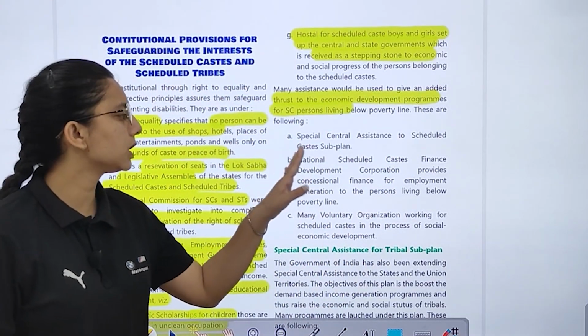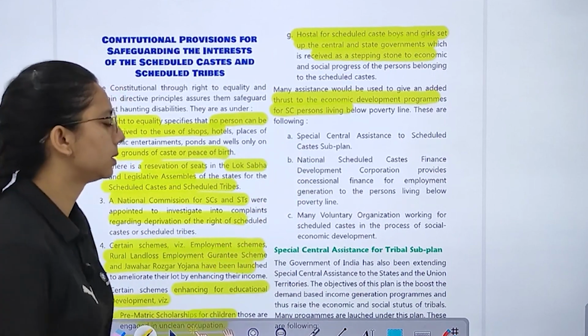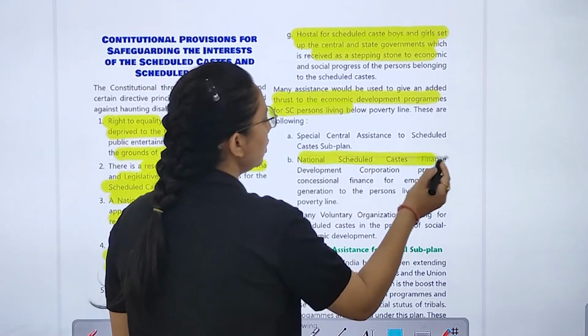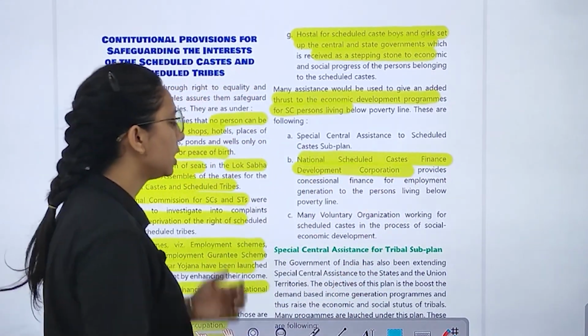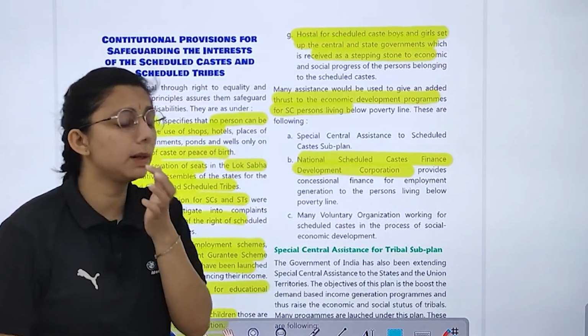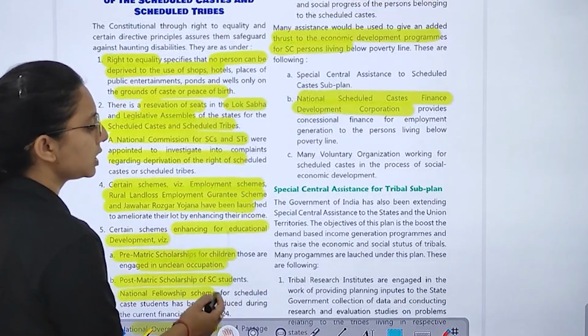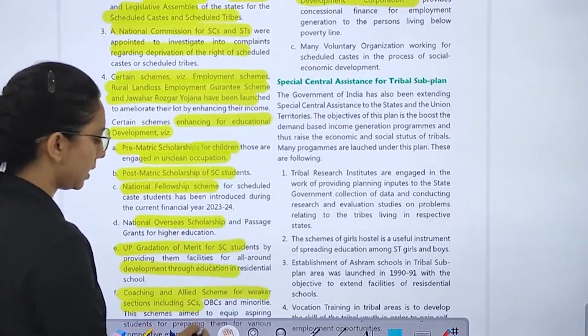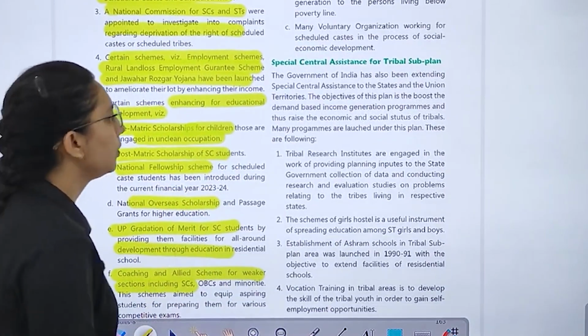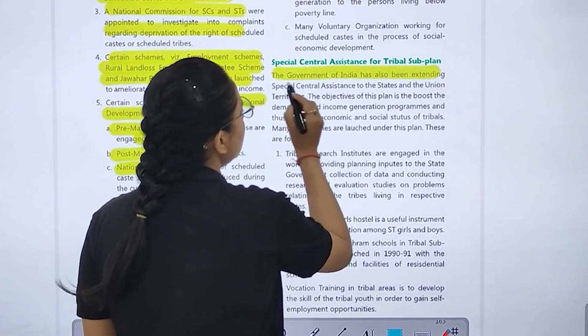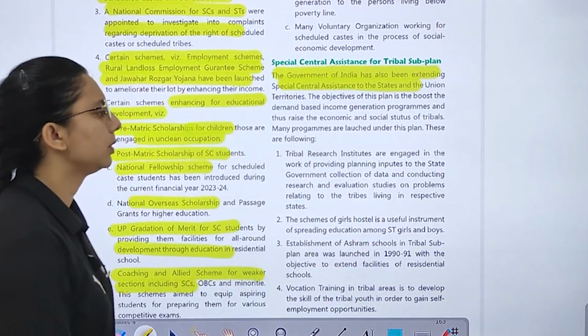जैसे आप देखेंगे Special Central Assistance to Scheduled Caste Sub Plan. National Scheduled Castes Finance and Development Corporation, what does it provide? It provides concessional finance, मतलब आपको finance देती है लेकिन कुछ concessions पे देती है, right? Now we have Special Central Assistance for Tribal Sub Plan. So we can see the Government of India has also been extending special central assistance to the states.